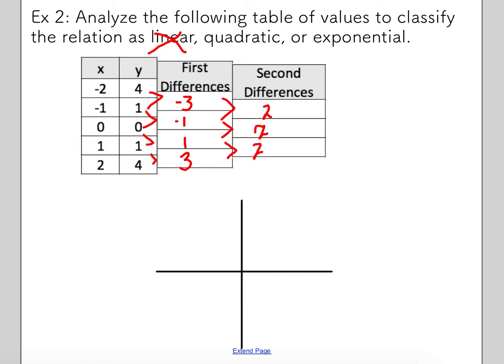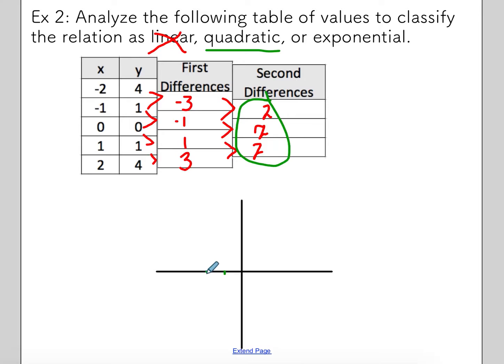Now, you'll notice, like I said, I do not have constant first differences, but I do have constant second differences. Okay, so I'm going to just quickly do that. There we go. Yeah, I've got constant second differences. This suggests that my relation is quadratic. And again, I can graph this to check my answer.